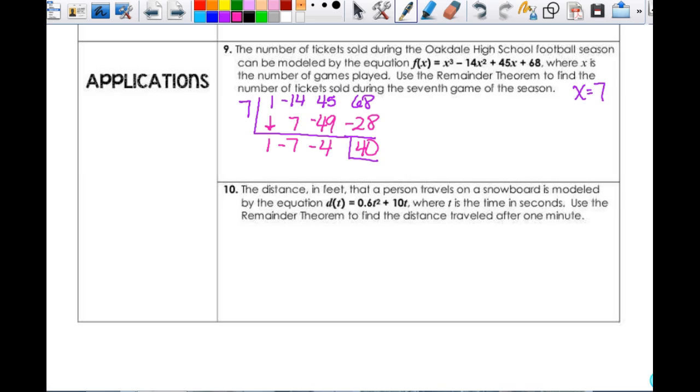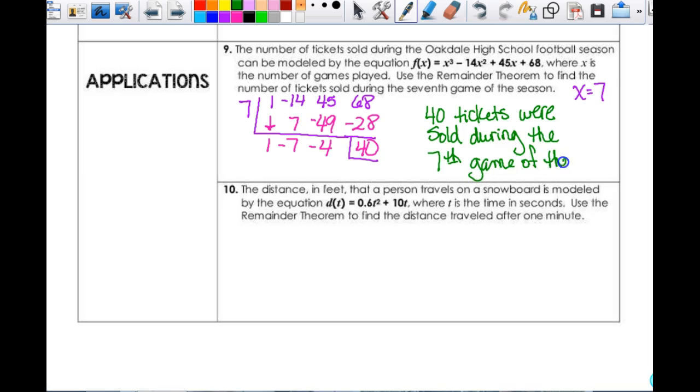All right, but I can't just put f of 7 equals 40, right? Because nobody asked me for f of 7. And I can't just say 40 tickets either. We need to actually say what's happening here. So we can say 40 tickets were sold. And I can't stop there either because sold when, right? Sold during the 7th game of the season.